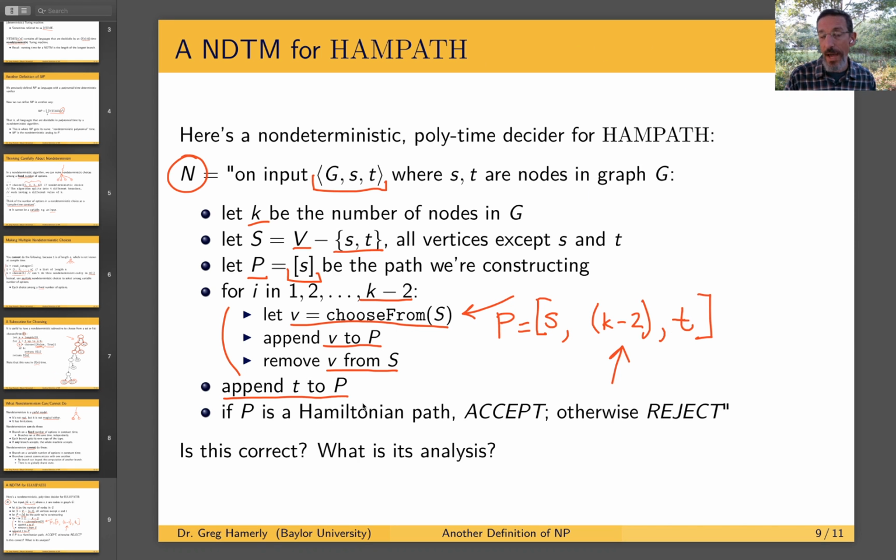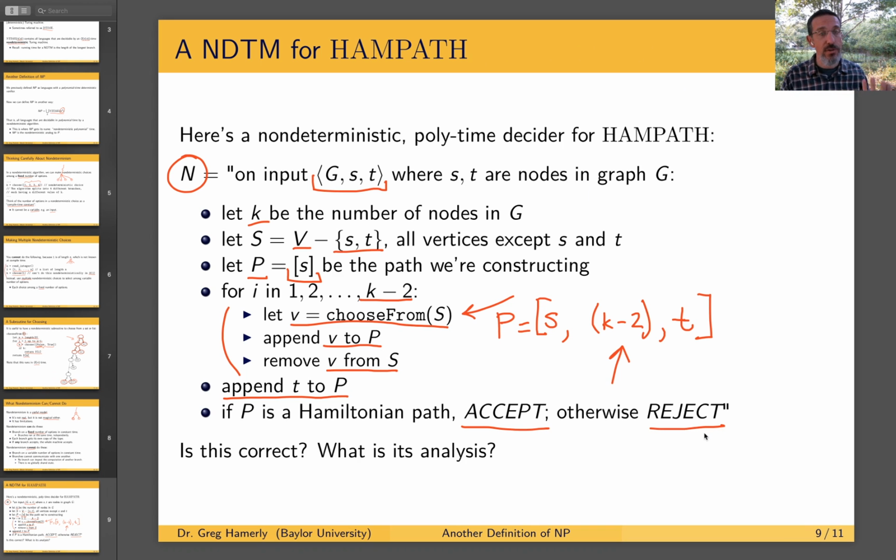After this branch has constructed its path, P, it checks, is this a Hamiltonian path that starts at S and ends at T? Well, we've constructed it to start at S, and we've constructed it to end at T, and we've constructed it to be Hamiltonian in the sense that it visits every other vertex exactly once. So the only other question is, is this actually a path in the graph? And if it is, then this branch accepts, and otherwise this branch rejects.